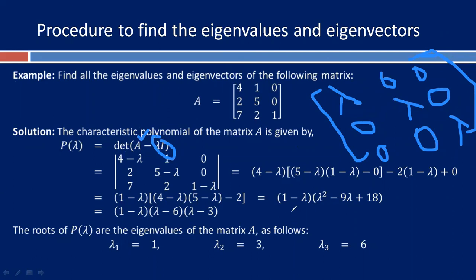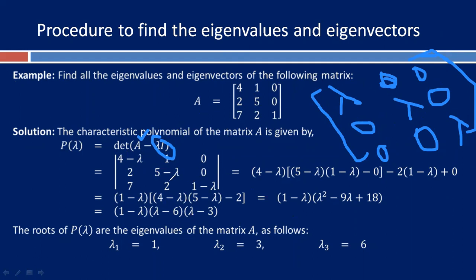So 4 minus lambda is this. 1 minus 0, it is 1. 0 minus 0, it is 0. 2 minus 0, 5 minus lambda, and 0. So all these we calculate from this method.